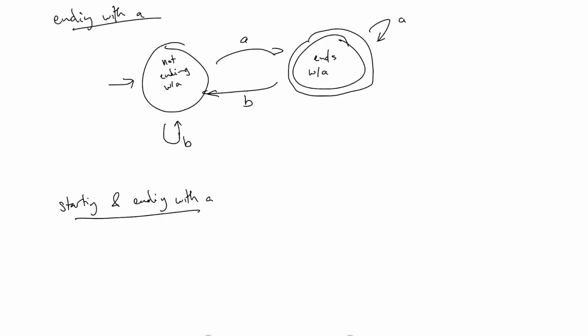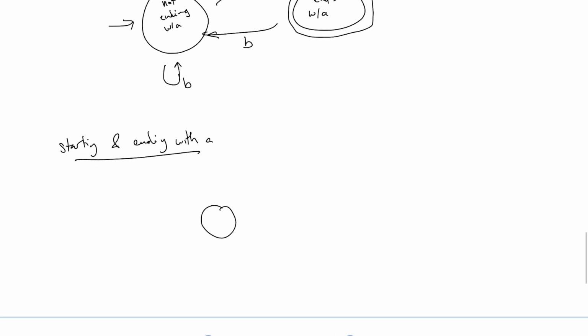I have an empty, or the A rejecting state? Rejecting state, yeah. Empty set, and then, oh, this represents the empty string? Yeah. Okay, yep. And then starting with A and ending with A, okay. And then does not start with A, or does not end with A.